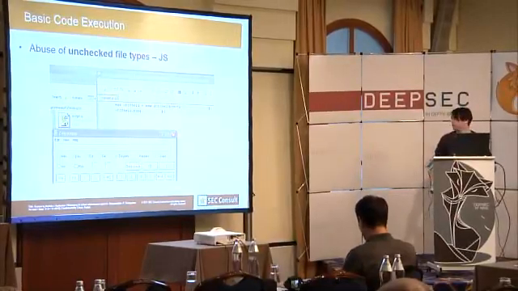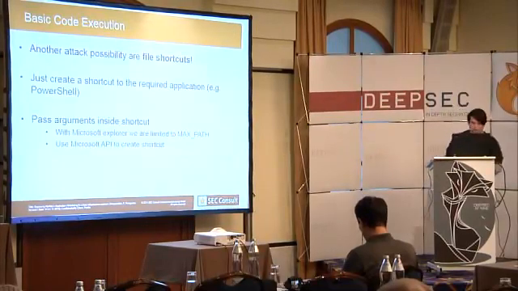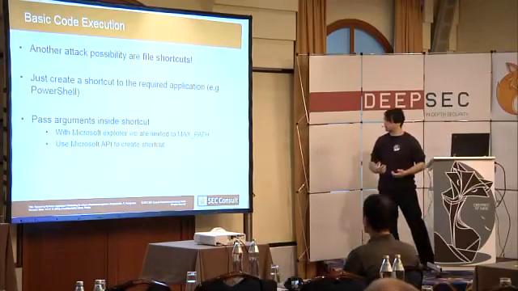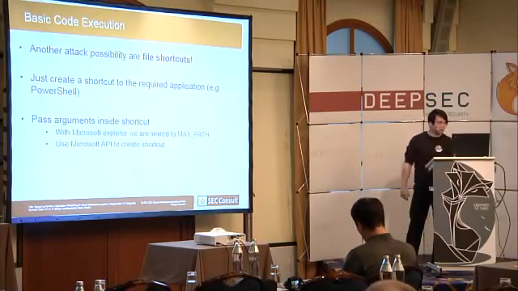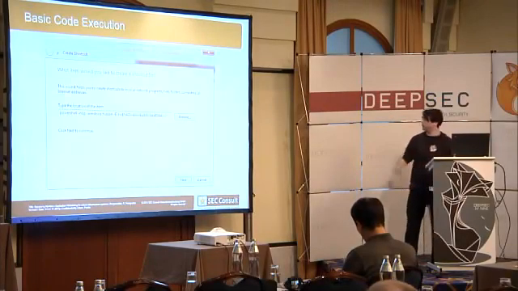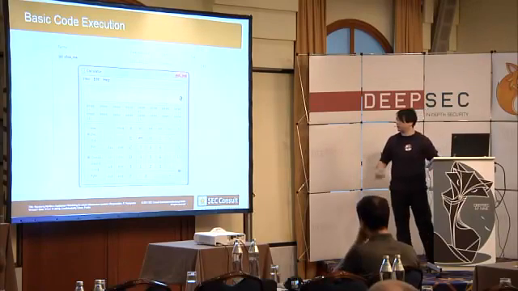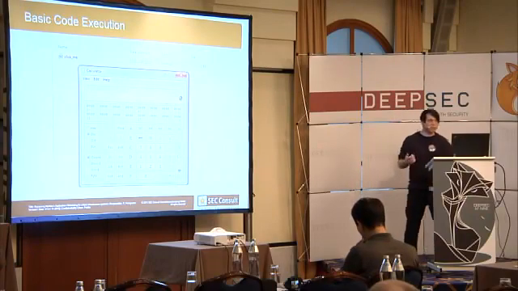JS files are basically the same. You can start any application. Or you can just use file shortcuts. I can create a shortcut pointing to PowerShell, and then in the arguments, I just pass my malicious payload. So it would look something like this. And if you click it, PowerShell just gets executed. In this case, I'm just spawning the calculator, but of course I can also spawn a reverse shell or some other stuff.